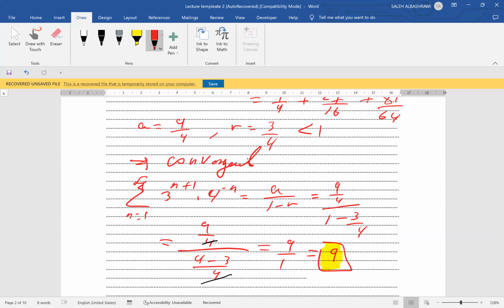So this is the idea of the series, or how to check whether the series is convergent or divergent. If it is geometric, we need to check the base, or R. If it is less than 1, it is convergent. If R is greater than 1, it is divergent. And if the series is convergent, then we can find the sum of the series.